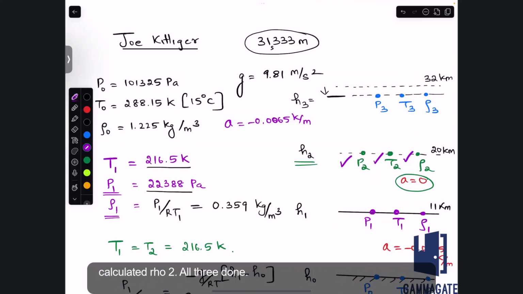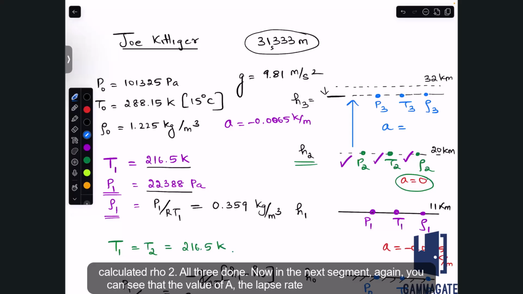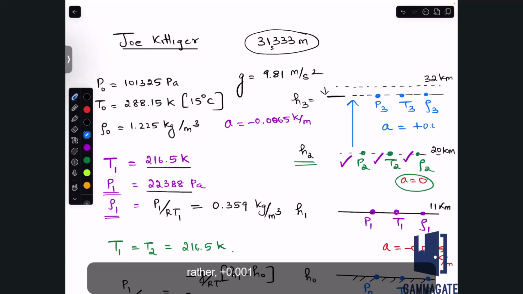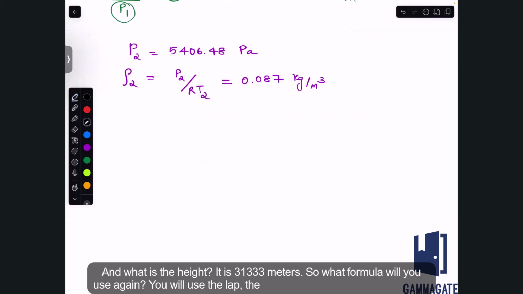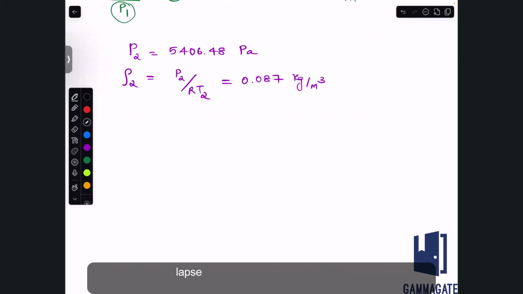All three done. Now in the next segment, you can see that the value of A, the lapse rate, is given to you as plus 0.001 Kelvin per meter. This you have to do. And what is the height? It is 31,333 meters. So what formula will you use again? You will use the formula which also includes the lapse rate. So we know P2, and now we have to calculate T3.